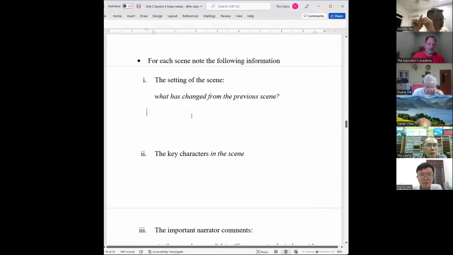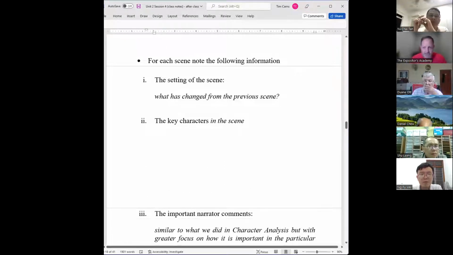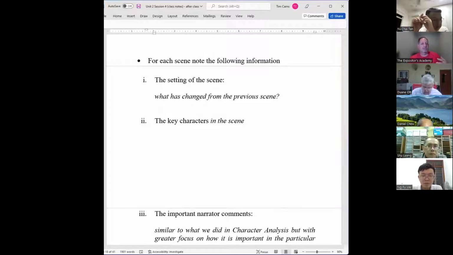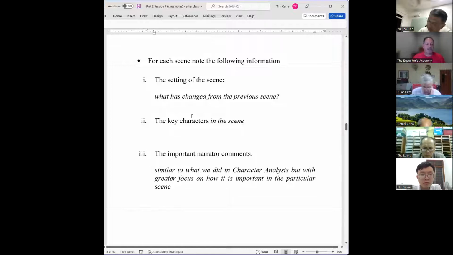Then we want to identify the key characters in the scene. Who are the key characters in that particular scene? Sometimes key characters may change from scene to scene. Usually the main character will be in most of the scenes, but sometimes even the main character may not be in each scene. So we just want to identify who are the key characters in this particular scene. And then we want to identify the narrator comments.